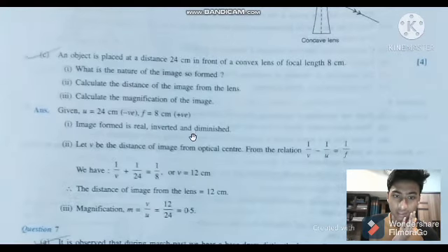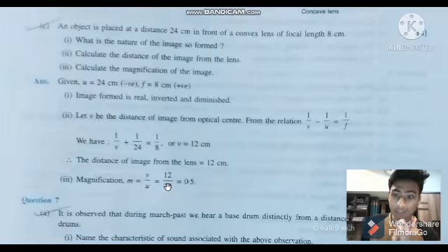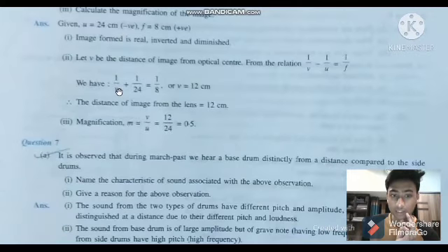The image is real and inverted, and you have to calculate the nature, whether it's enlarged or diminished, by using the formula m equals v upon u, which is 12 upon 24, nothing but 0.5. Since it's less than 1, it's going to be diminished. So you're going to solve 2 and 3 in order to get 1. Chronologically there's an error, but you need to solve it this way.